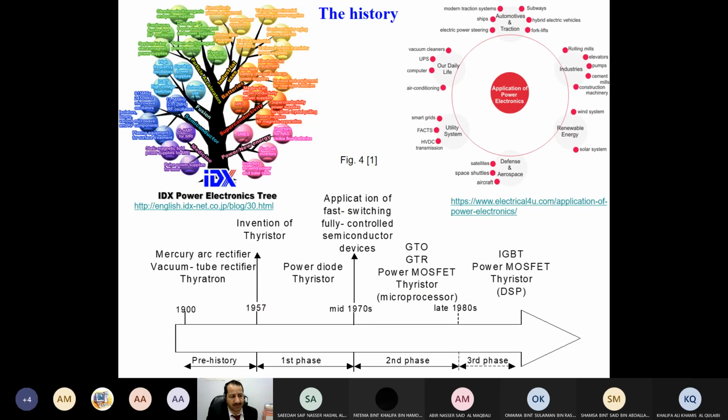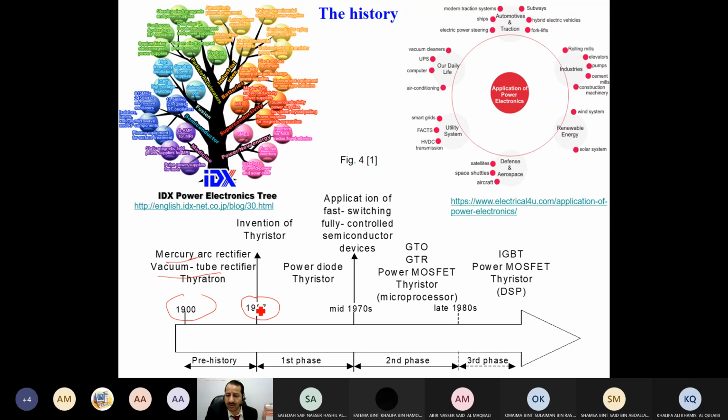Now this is just to give you a brief about the history of power electronics. It started in the 1900s, and it was vacuum. They used the mercury vacuum tube. I don't know if you saw it. It's not available today in the market. In a museum, maybe you will find something. If you Google it, you will find some photos or videos talking about that time.